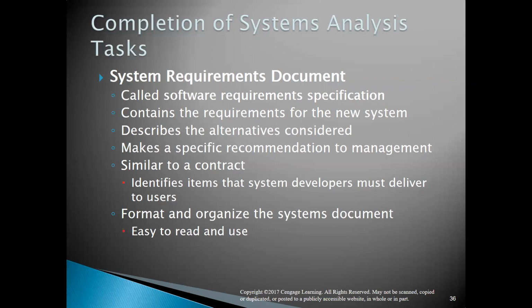Completion of system analysis tasks. The system requirements document, called the software requirements specification, contains the requirements for the new system, describes the alternatives considered, and makes a specific recommendation to the management. Similar to a contract, it identifies items that system developers must deliver to the users, and formats and organizes the system documents to be easy to read and use. So these are all the work that needs to be done in the system analysis phase.